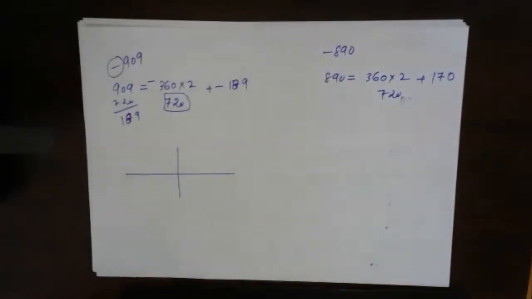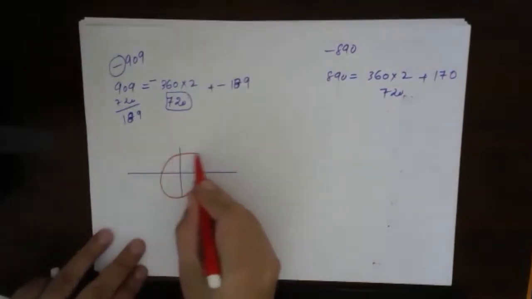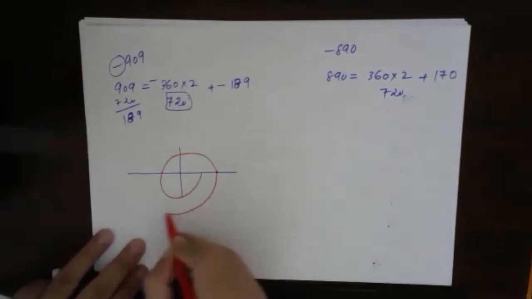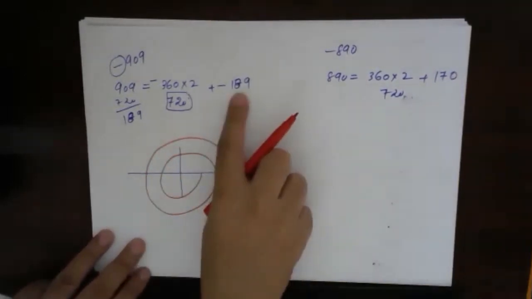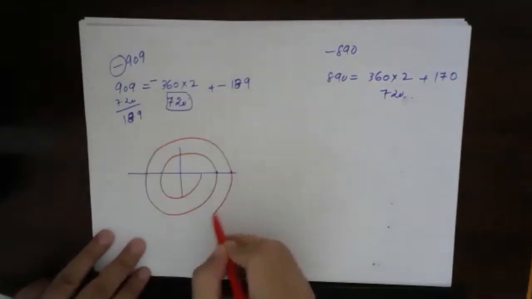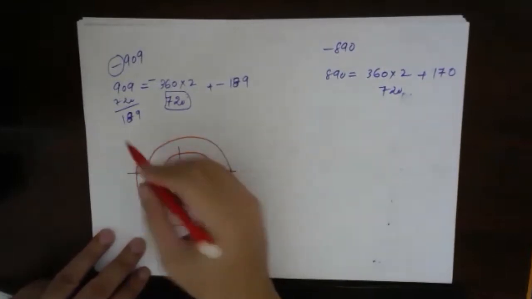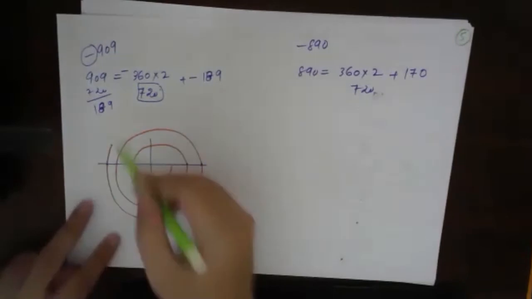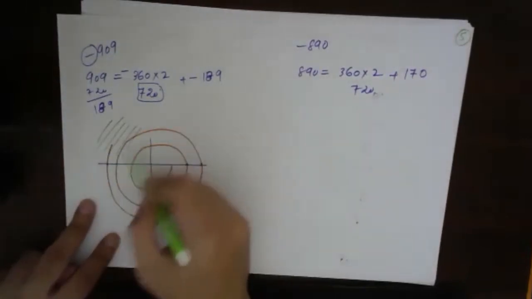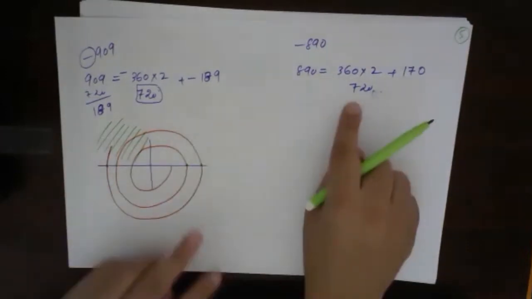So how much have I moved first? 360 once, then I moved 720. Now how much is left to move? 189. So 189 means till here it is minus 180, and from here till here it is 189. So that means I end up in which quadrant? I end up in the second quadrant.